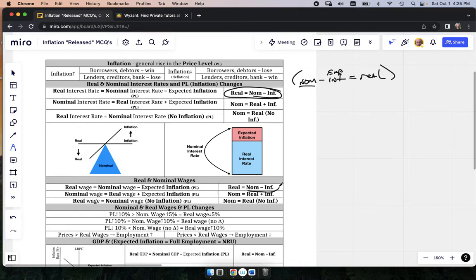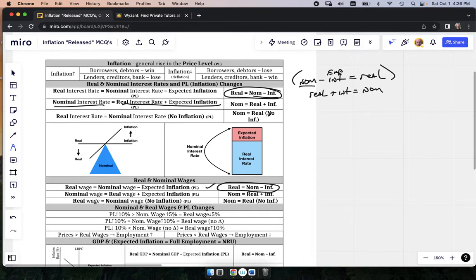Nominal wages minus inflation equals real wages. That works perfectly fine. We should also know that we need to be able to flip this around a little bit. We could say real plus inflation equals nominal. Every so often they're going to ask us some kind of question about that. So we recognize that we can just flip that around and make sense of it.